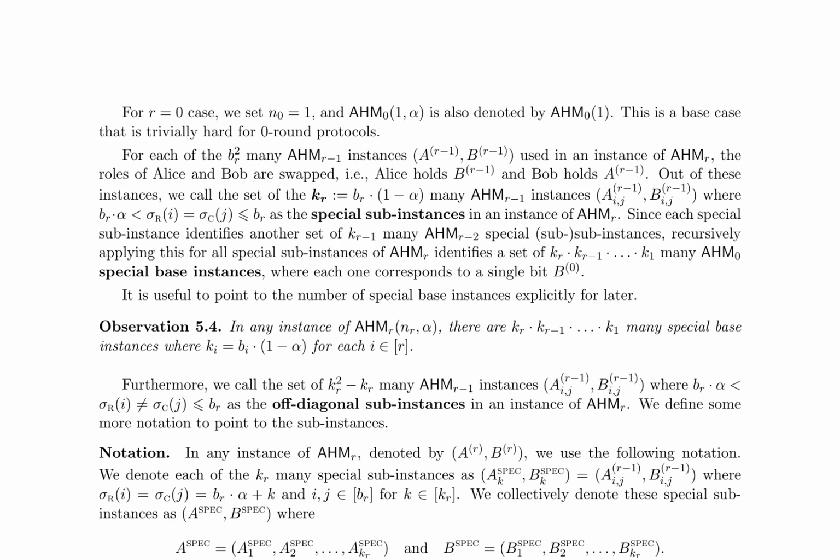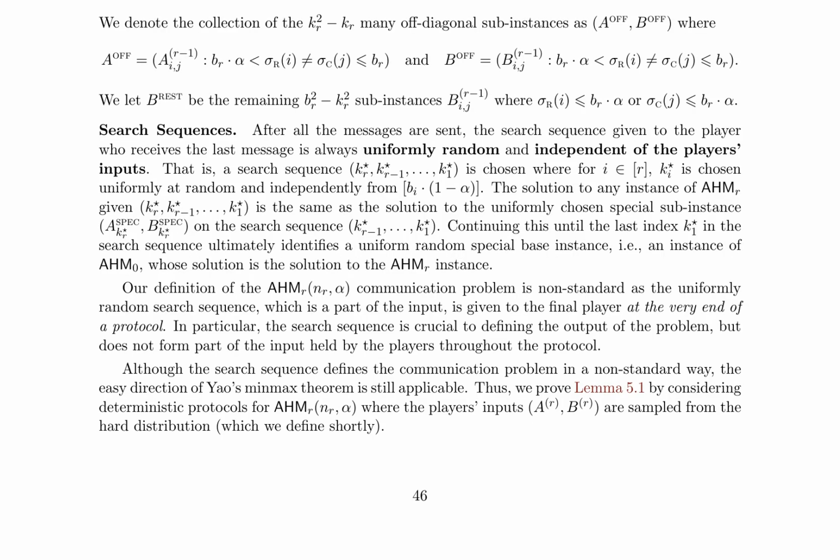The AHM problem is further explained in detail, including the base case for R equals 0, where Alice does not receive any input, and Bob receives a single bit. For r greater than or equal to 1, the AHM problem involves b_r squared many instances of the player's inputs in AHM_{r-1}, with Alice receiving a b_r times b_r matrix and Bob receiving a tuple containing permutations and another b_r times b_r matrix.